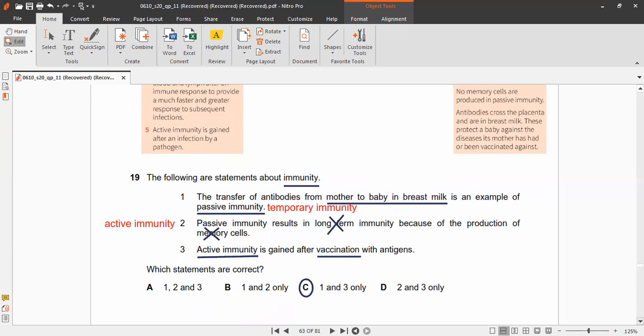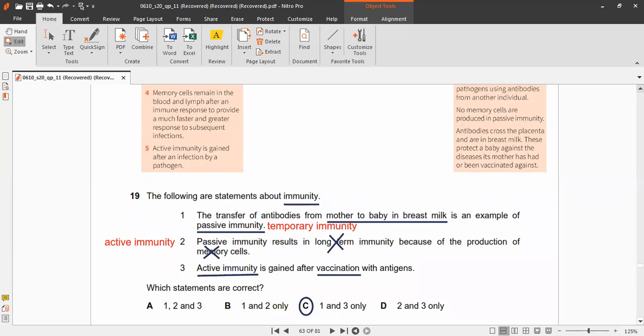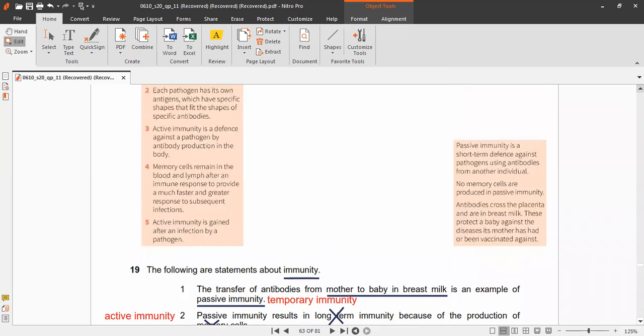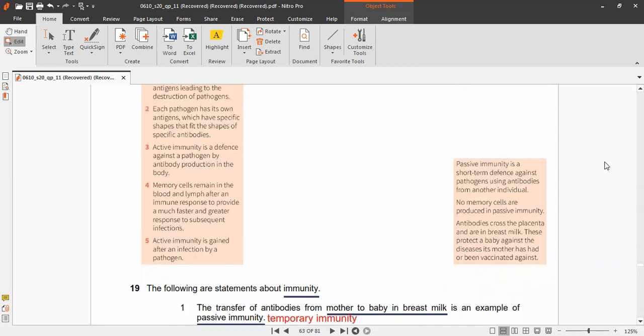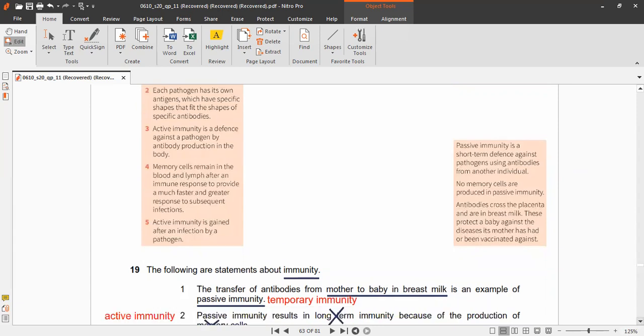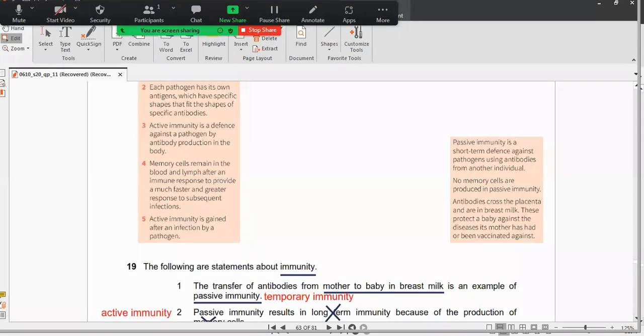This sentence about active immunity. Active immunity is gained after vaccination with antigens? Yes. And also after infection by a pathogen. Which statements are correct? 1 and 3 only. Because passive immunity is short term, not long term. Defense against pathogens using antibodies from another individual, like mother's milk. And also no memory cells are produced in passive immunity.